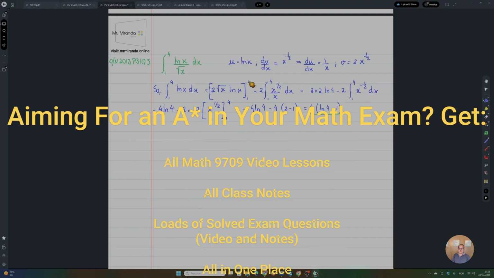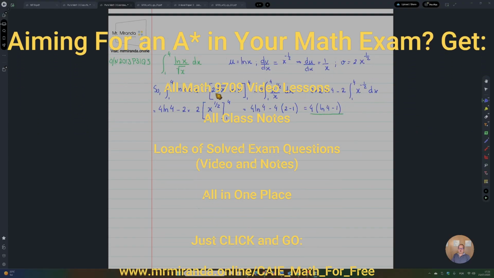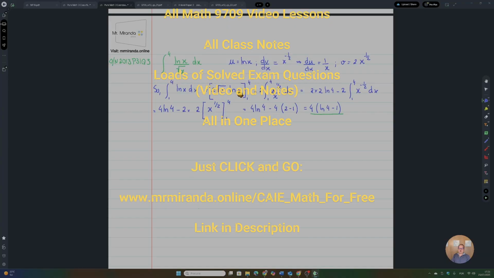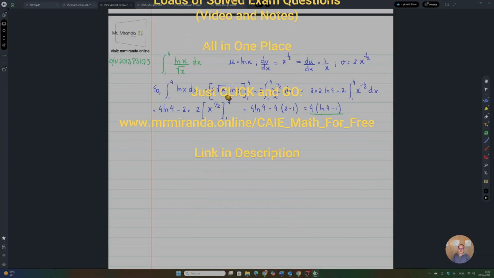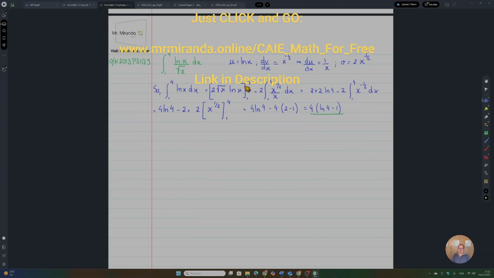Over here, I'm just already substituting these values. Don't forget that natural logarithm of 1 is 0, so this part eliminates everything altogether. You just have to worry about the 4. This is going to be just x to the power of minus 1/2, which is very simple to integrate between 1 and 4. Just plug in the values, and here you have the result after factorizing 4.